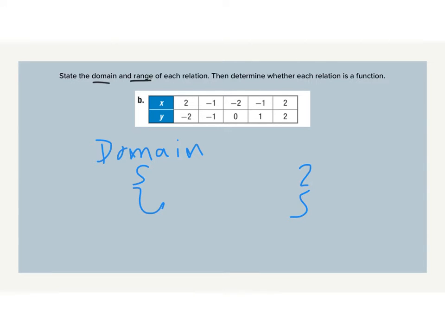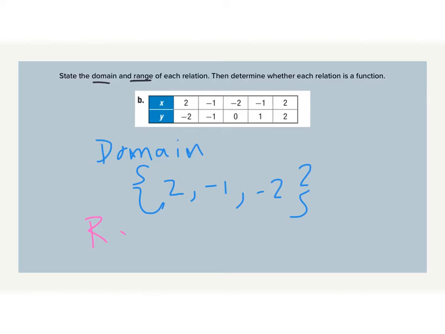2, -1, -2, -1, 2. Well, we already said -1, so we don't need to write it again. And then we already said 2, so we don't need to write it again. So we don't write it if it repeats. So our domain only has 3 numbers in it.